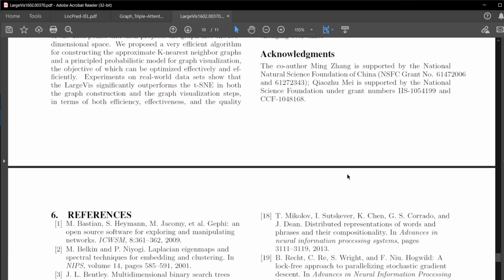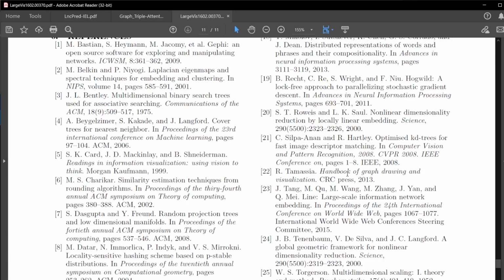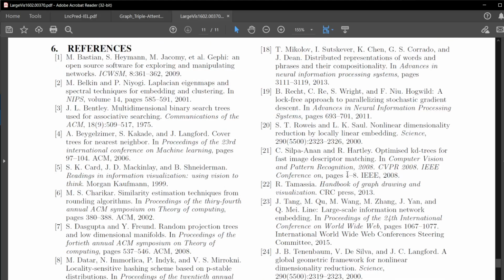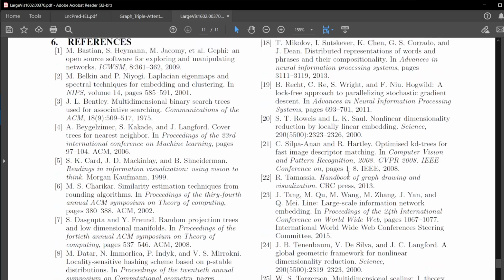6. References. 1. M. Bastian, S. Heymann, M. Jacomy, et al. Gephi, an open-source software for exploring and manipulating networks. ICWSM, 361 to 362, 2009. 2. M. Belkin and P. Niyogi. Laplacian eigenmaps and spectral techniques for embedding and clustering. In NIPS, volume 14, pages 585 to 591, 2001.